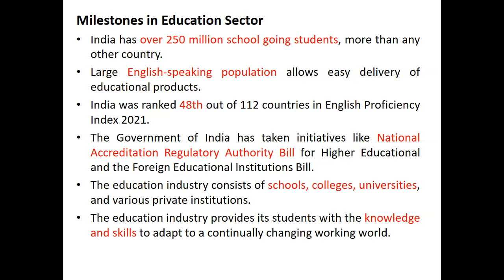India was ranked 40th out of 112 countries in the English Proficiency Index 2021. 40th rank को India है, means what? English is being implemented in every sector across India. The government of India has taken initiatives like the National Accreditation Regulatory Authority Bill for higher educational and foreign educational institutions space. Means what? We are making our business, our syllabus very much competitive as compared to other countries.